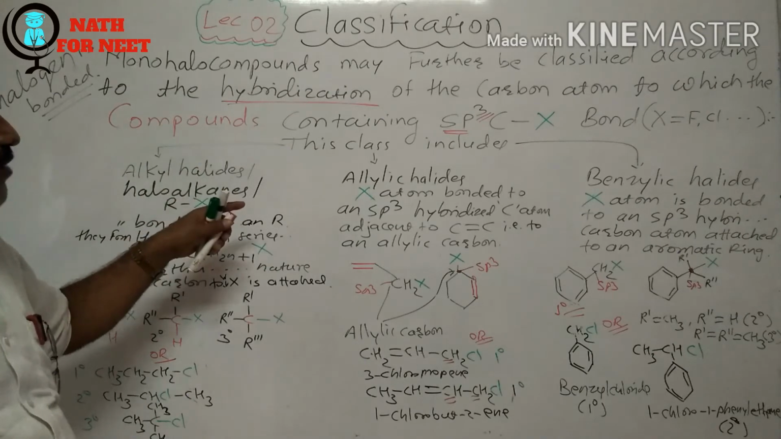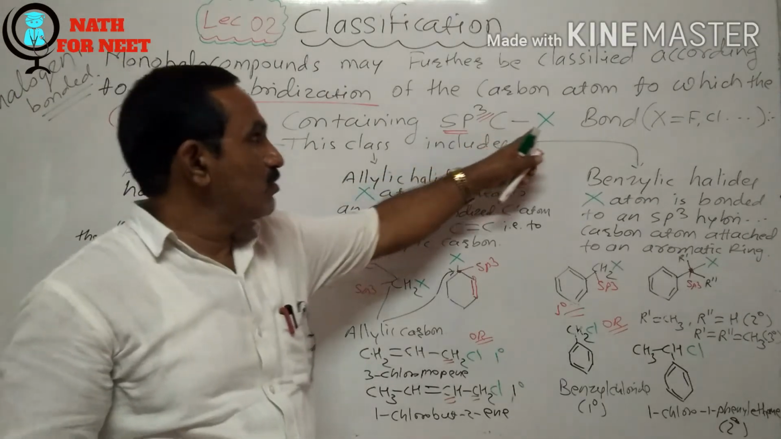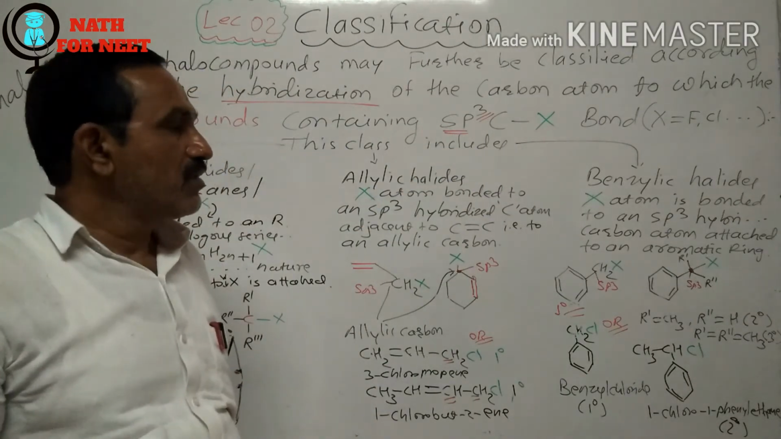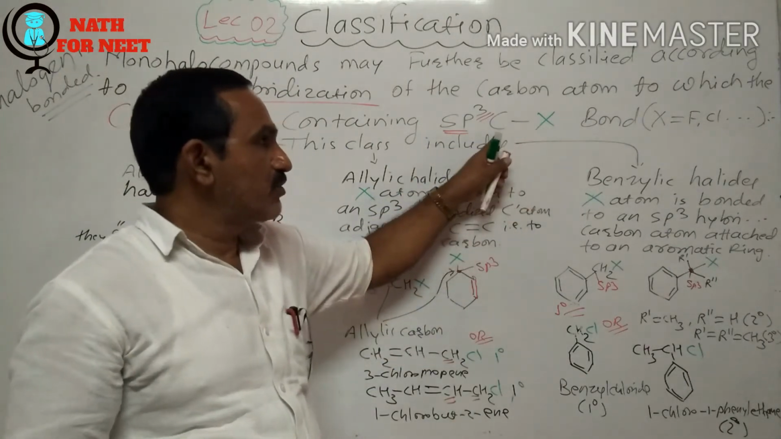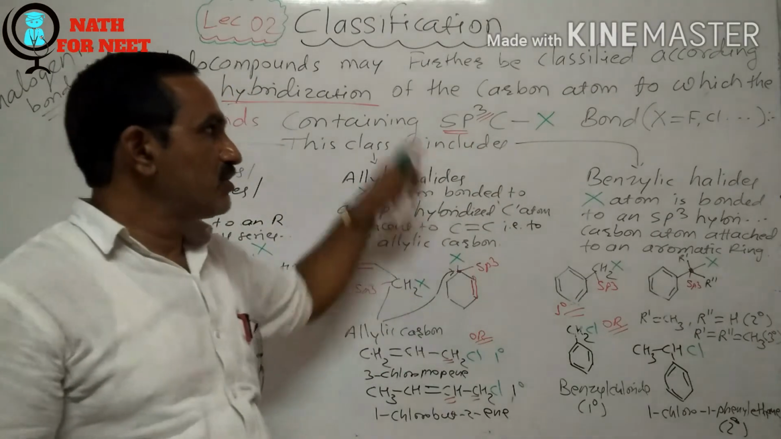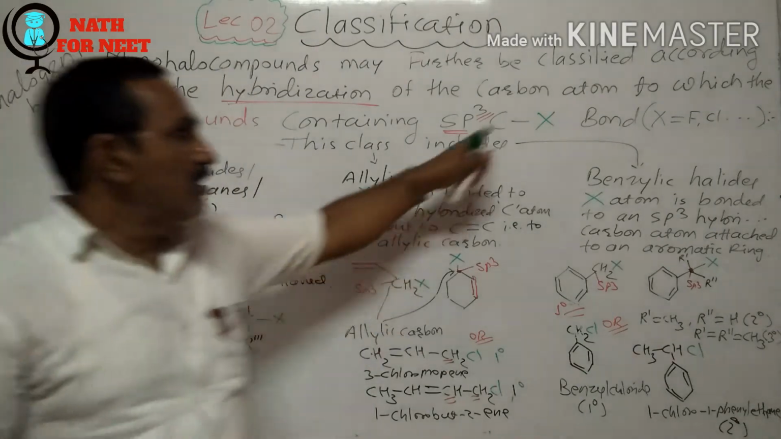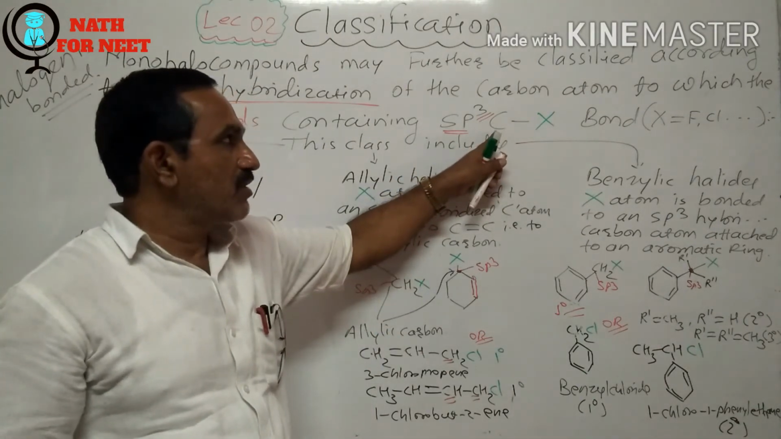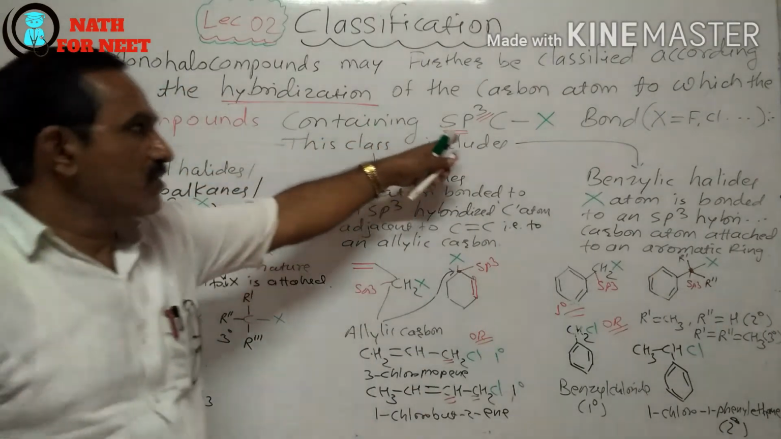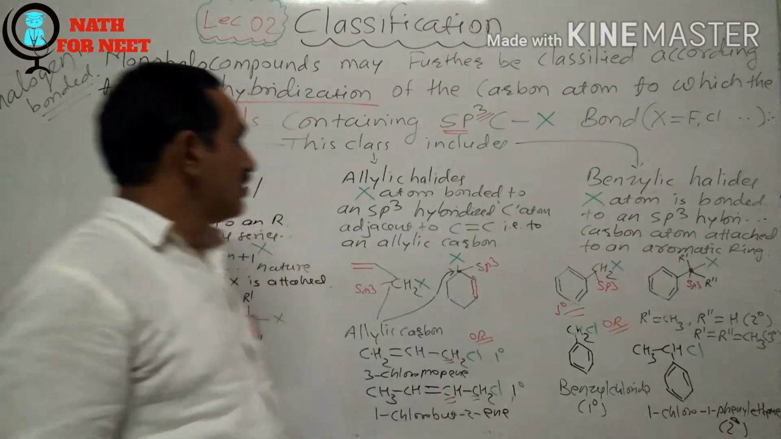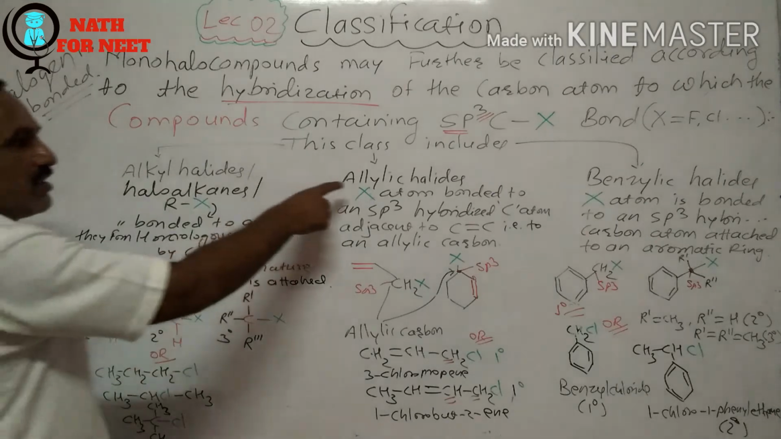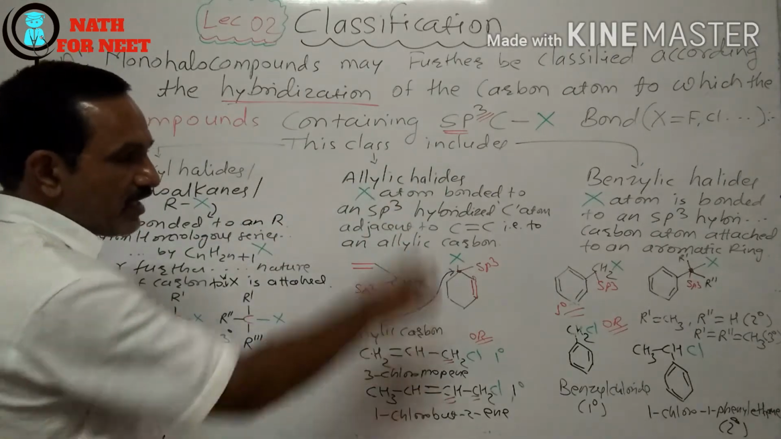in which the halogen-bonded carbon exhibits sp3 hybridization, and another class is also there where the halogen atom is bonded to a carbon having sp2 hybridization. So this is one class, where the halogen atom is bonded to a carbon that has sp3 hybridization. So compounds containing an sp3 carbon-halogen bond. This class includes three types: alkyl halides, allylic halides and benzylic halides.